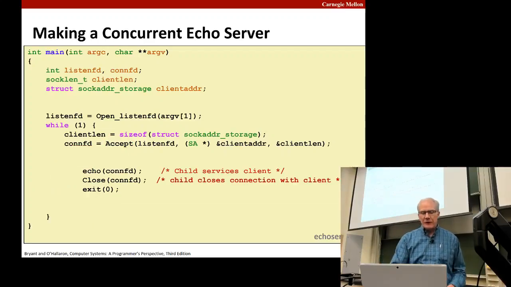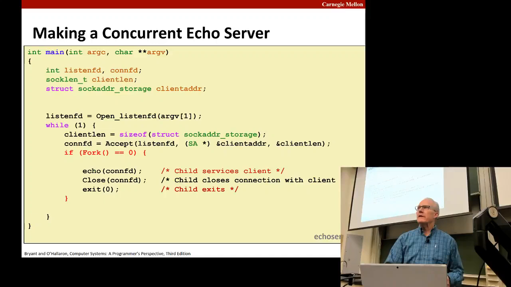Well, we've got to move things around a little, but what we'll basically do is put the echo part into a child. So we'll call fork, and the side that returns 0, of course, is the child, and that will be responsible for both the echoing and then once the connection is done, to close that file descriptor.